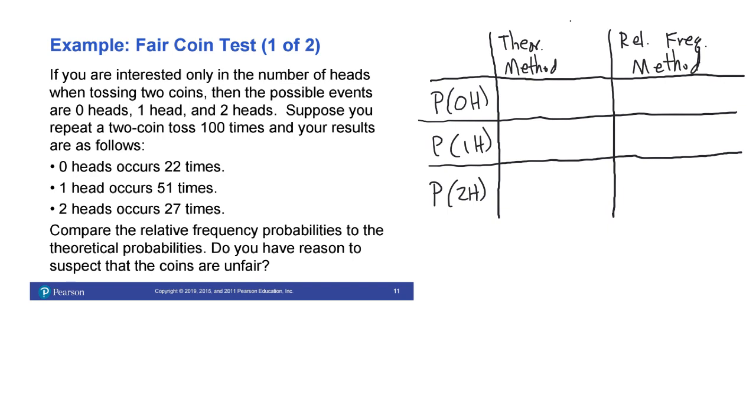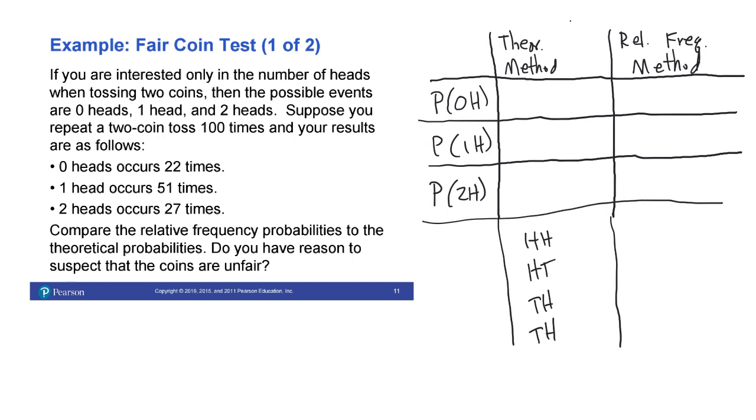Okay, so here are the outcomes if I'm using the theoretical method. My outcomes are heads, heads, heads, tails, tails, heads, tails, tails. And then when I use the relative frequency method, I have this information over here that I got. Actually, I think there's a better way to maybe do that. Let me erase this line. This is more tricky than I thought it would be because I can't see what I'm doing.